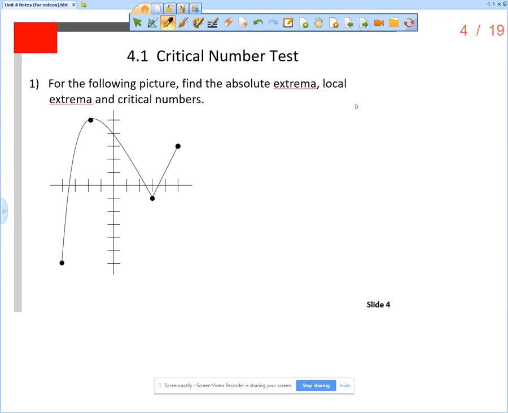So that's slide number 3. Moving on to slide number 4. First of all, it's very simple. It says, for the following picture, find the absolute extrema, local extrema, and critical numbers. So I'm actually going to work backwards. I'm going to find the critical numbers first. Where is the derivative of this function equal to 0 or undefined? Starting off at the endpoint, that is x equals -4. The derivative would be undefined there because it's an endpoint. So critical numbers, x equals -4.